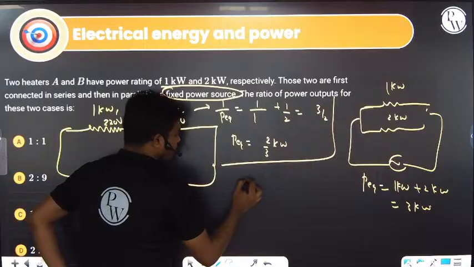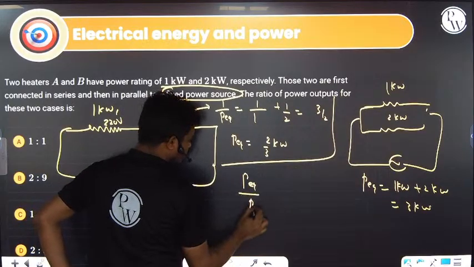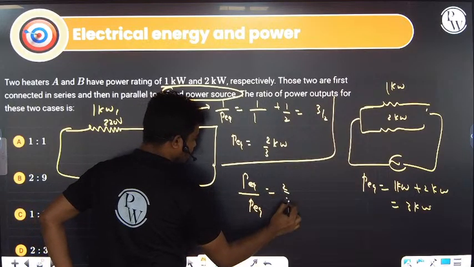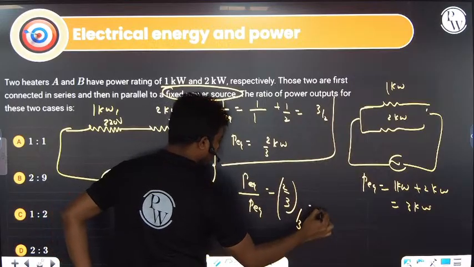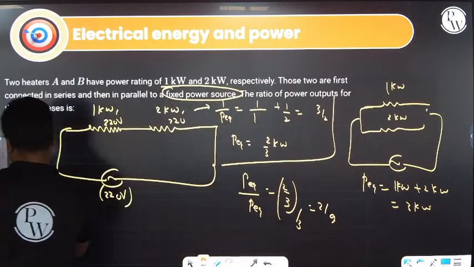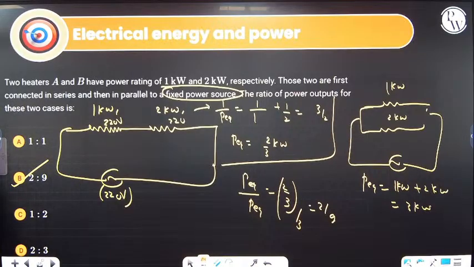So what is the equivalent power in both the cases? This is the power equivalent in series. So 2 by 3 divided by 3. How much did you get? Answer is 2 by 9. Okay, so this will be 2 by 9.